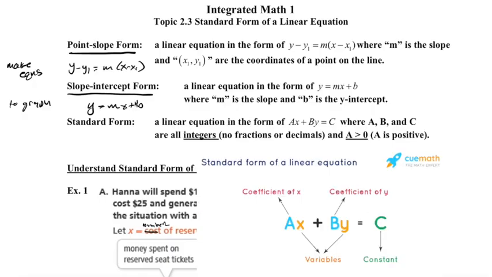And now we're going to talk about standard form, which is ax plus by equals c. Basically it just has x and y on the same side. So this is a linear equation in the form of ax plus by equals c, where a, b, and c are all integers. When you say standard form, we consider them all to be integers, no fractions, no decimals. And we want a to be positive. We want the leading coefficient here to be positive. So that's standard form. What's standard form good for?